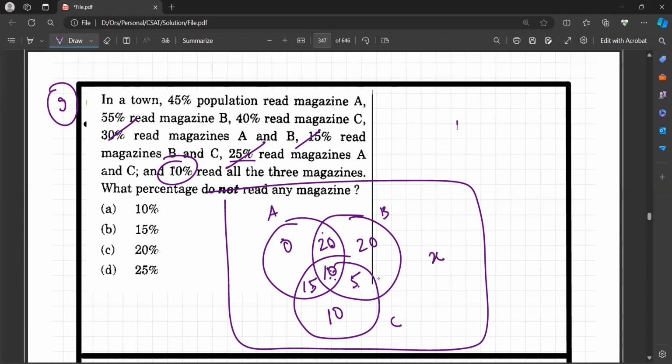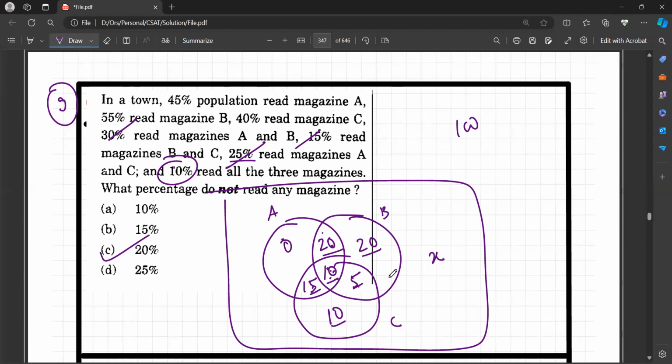How? Out of this total 100, we need to subtract 20. This will be 40, this will be again 20, and this will be again 20. So 80. So how many remains? So 20%. The 20% do not read any magazine at all out of this Venn diagram. I hope you have got it.